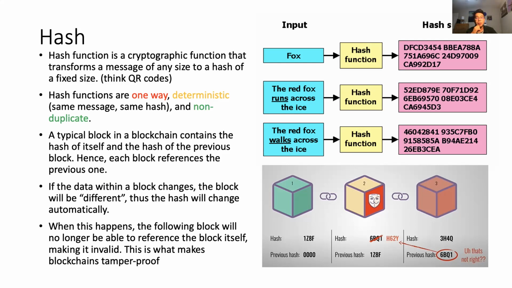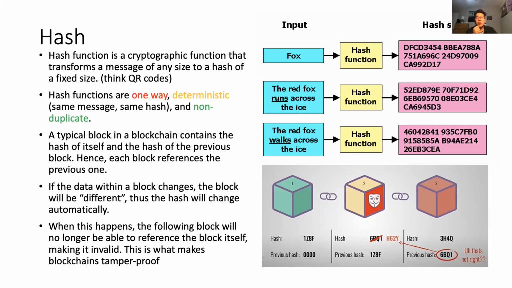So a typical block in the blockchain contains the hash itself and the hash of the previous block. So each block references the previous one. That's kind of what the video is saying. In fact, this was just a screen grab. Oops, the picture on the bottom is a screen grab from the video.